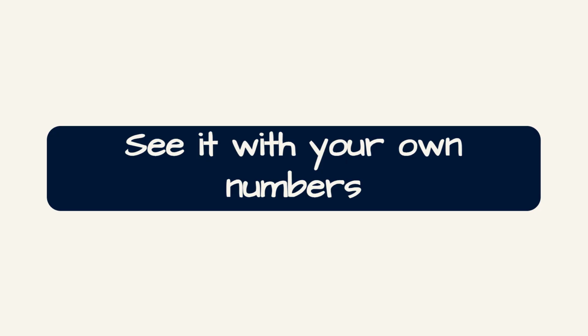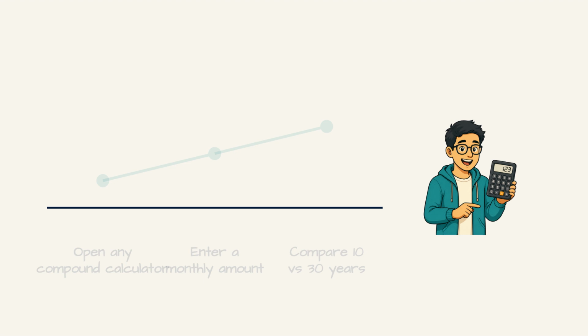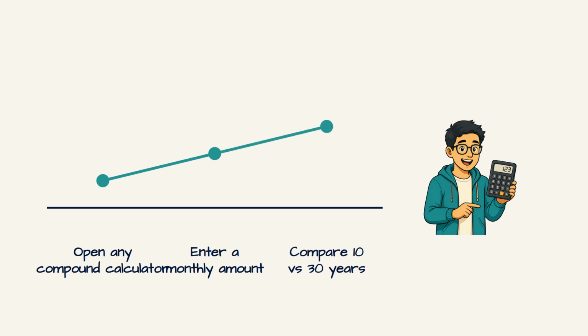Don't take my word for it. Put your numbers into the curve. Open any free compound interest calculator. Enter a starting amount and a monthly contribution. Then look at 10 years versus 30. The difference between those two is the entire lesson.